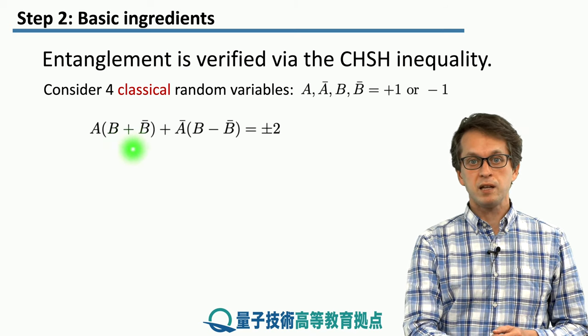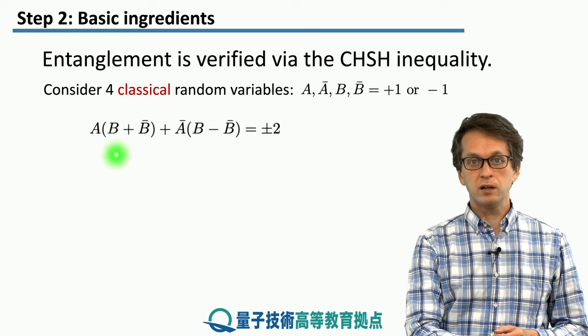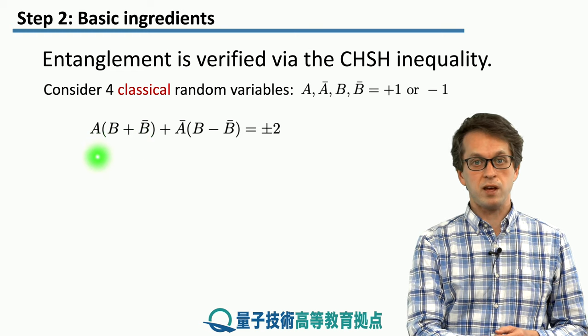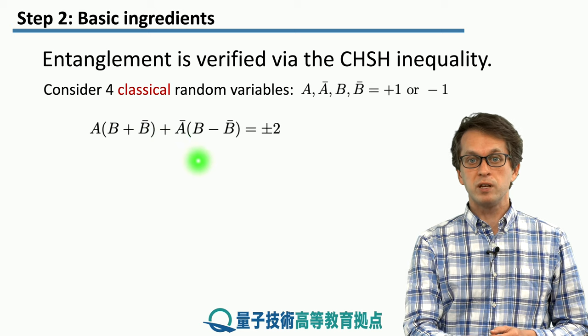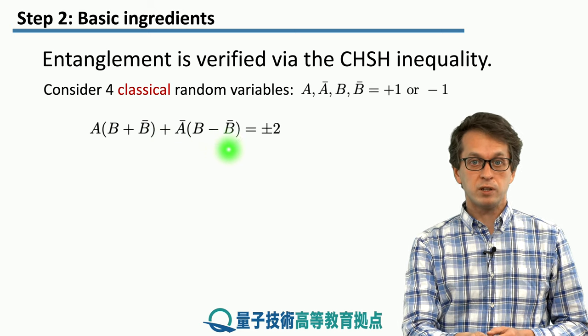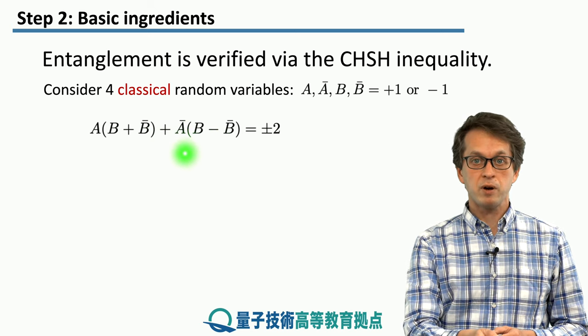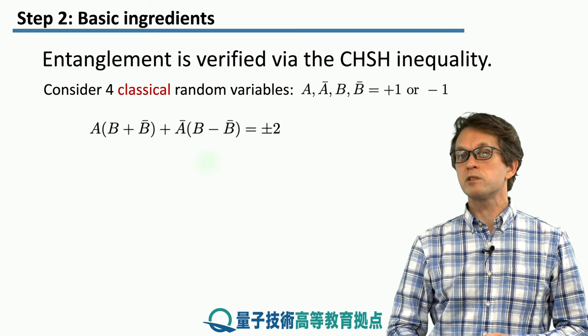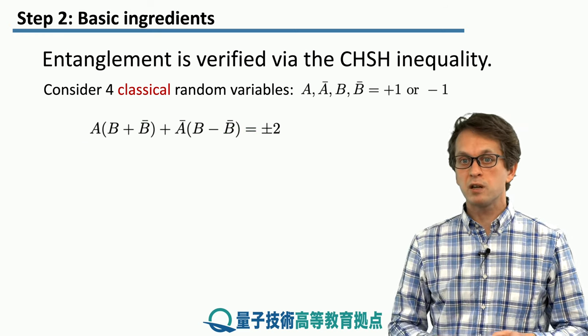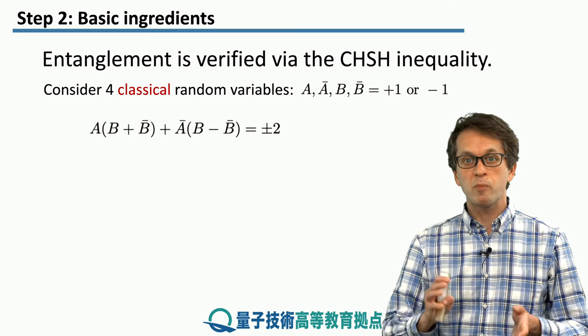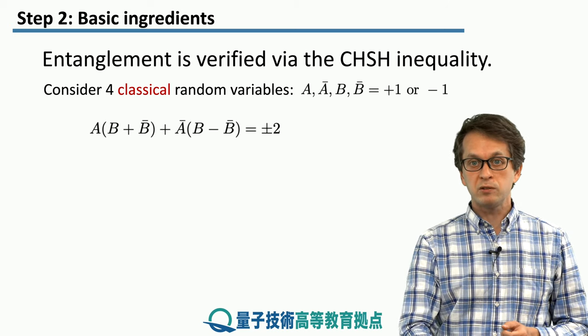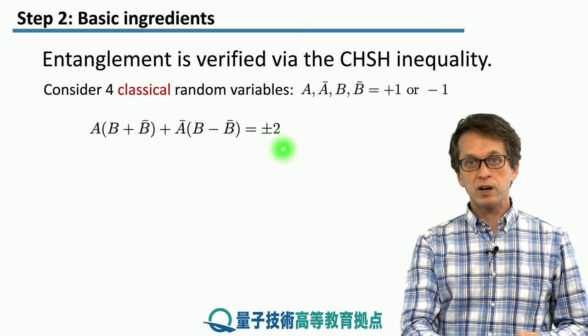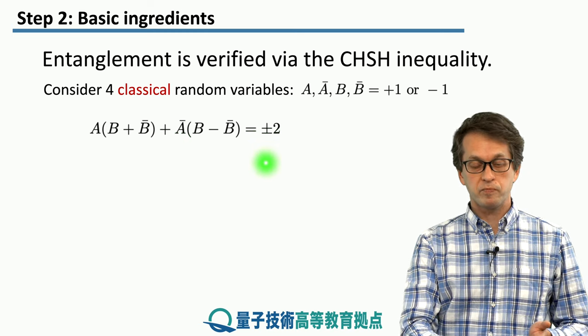We take B and B bar and we add them together and multiply by the value of A. We also take B and B bar and take the difference between them and multiply by A bar, and then we sum the two together. You can easily convince yourself that for any combination of plus one or minus one, the maximum value that you can get for this expression is plus two, and the minimum value that you can get is minus two.